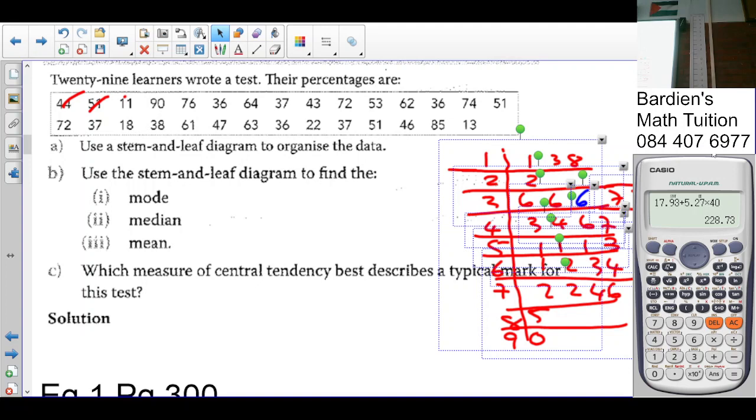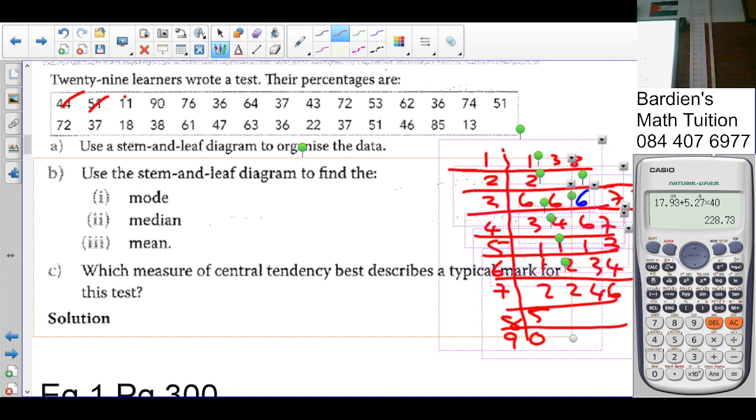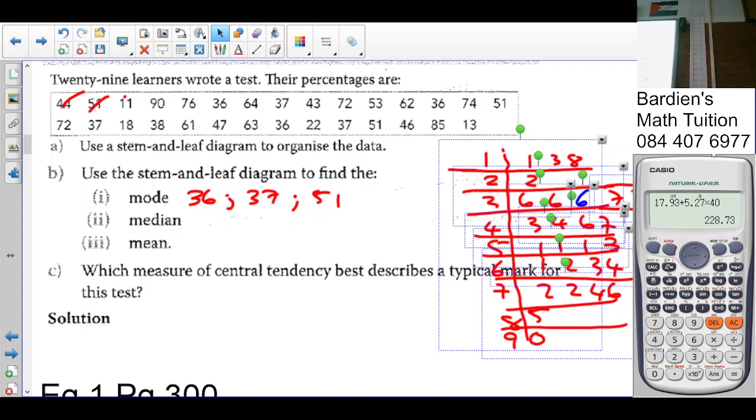He says use the stem and leaf diagram to organize the data. People, if it's an unorganized stem and leaf diagram, you need to organize it. Is that going to make sense? It says use the stem and leaf diagram to find the mode. What is mode, people? Mode is the number that occurs the most. And what's the mode here? There's 36, 37 and 51. All of those are going to be your mode. So all three of those numbers occur thrice.